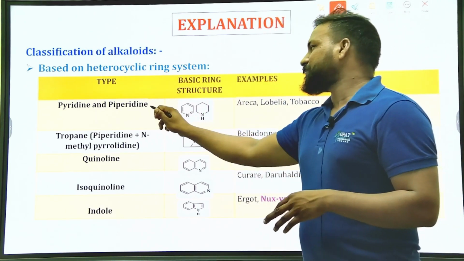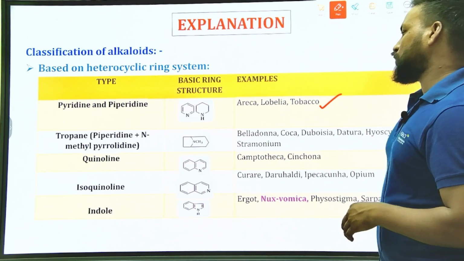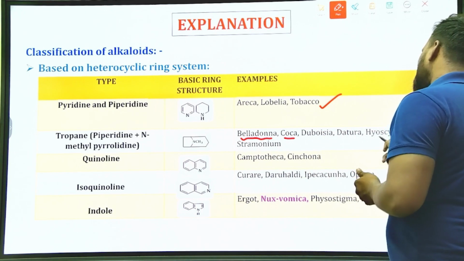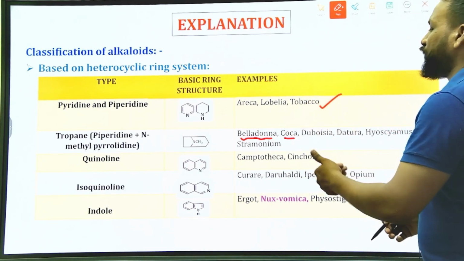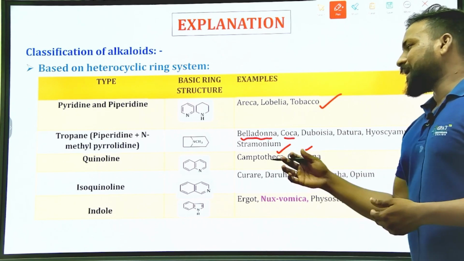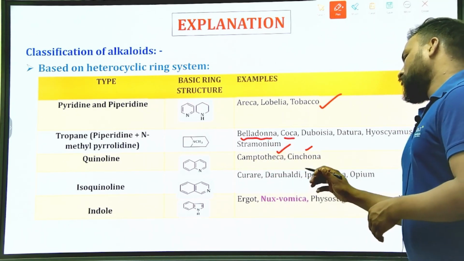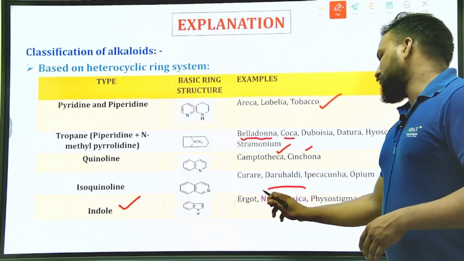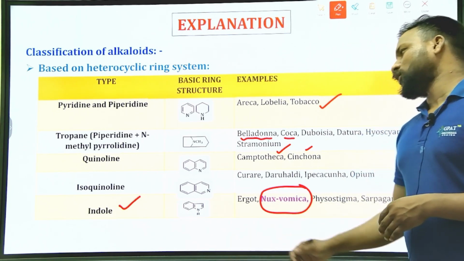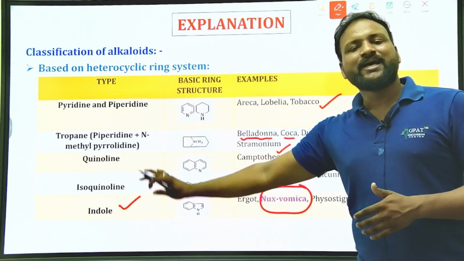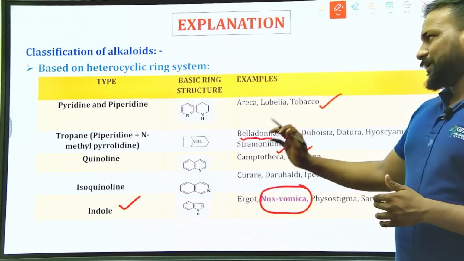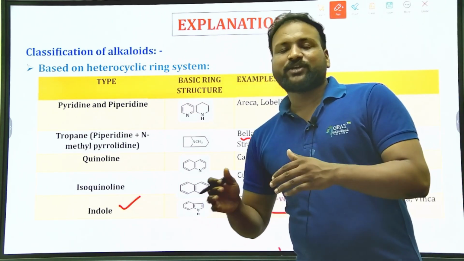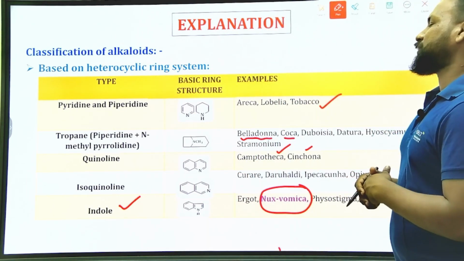Pyridine and piperidine: examples are areca, lobelia, and tobacco. For the tropane alkaloids: belladonna, coca, duboisia, datura, hyoscyamus, and stramonium. Whereas for the quinoline: camptotheca and cinchona; and isoquinoline alkaloids are curare, ipecac, and opium. But our answer, the indole alkaloid, is Nux vomica. These are also important heterocyclic ring containing chemical classes.